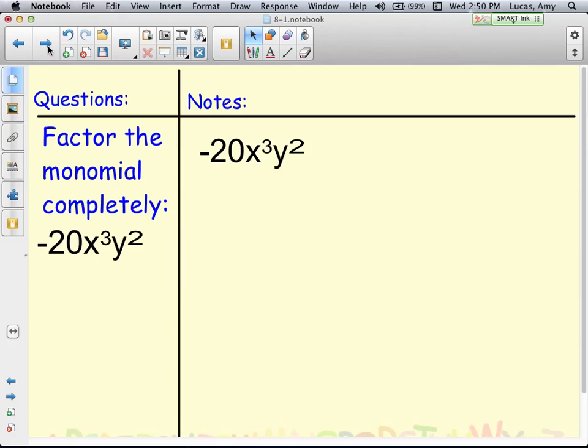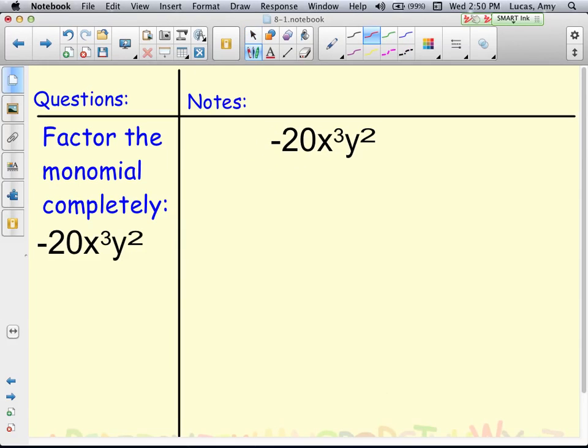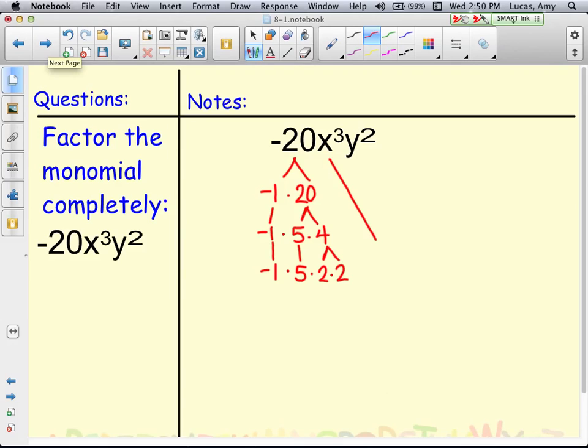The next one is a negative number. When you're working with the negative number, the first thing that you need to do is factor out the negative. So, -1 times 20. Then I can factor the 20 into 5 times 4, and the 4 into 2 times 2. I'm going to bring down these prime factors. So there's my prime factorization for the number -20. -1 times 5 times 2 times 2. I've also got x to the 3rd, and then I've got y to the 2nd.